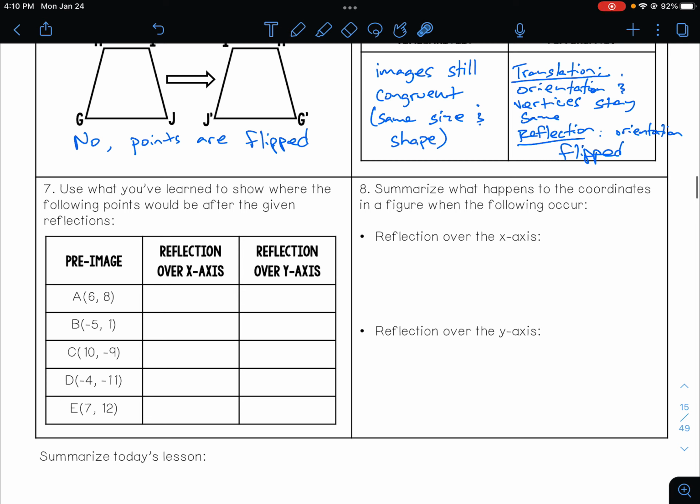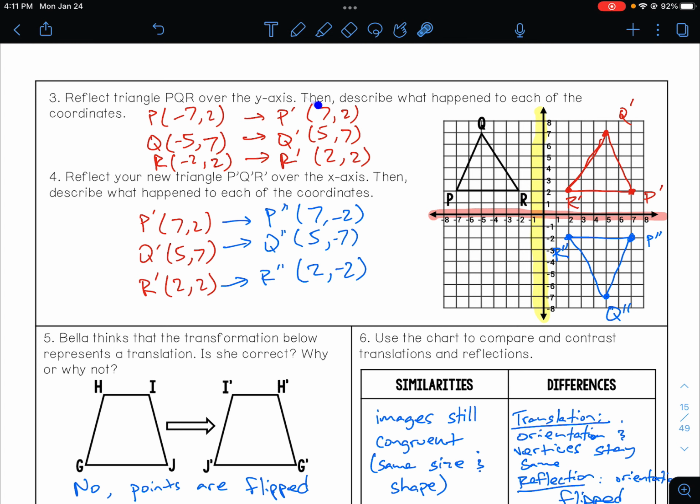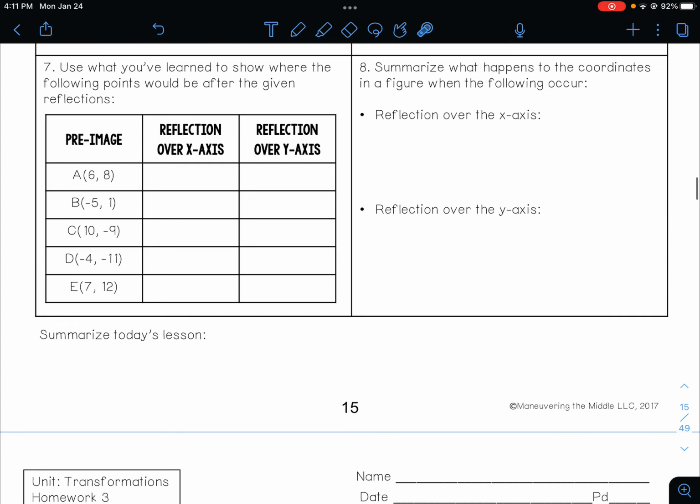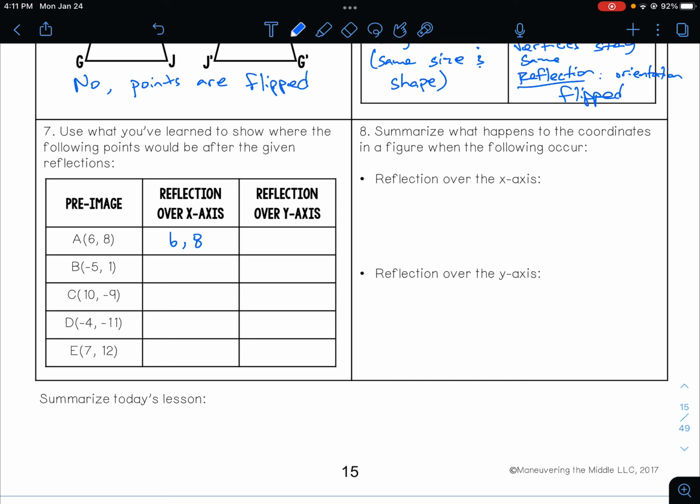All right, let's use what we learned to show where given the following points would be after the given reflection. So x-axis. Remember, when it changes over the x-axis, the x-axis, so this axis right here, it means the y gets flipped. And when we flip it over the y-axis, reflect over the y-axis, the x changes. So reflected off the x-axis, that means the y is going to change. So 6, 8, y changes, that turns to 6, negative 8.